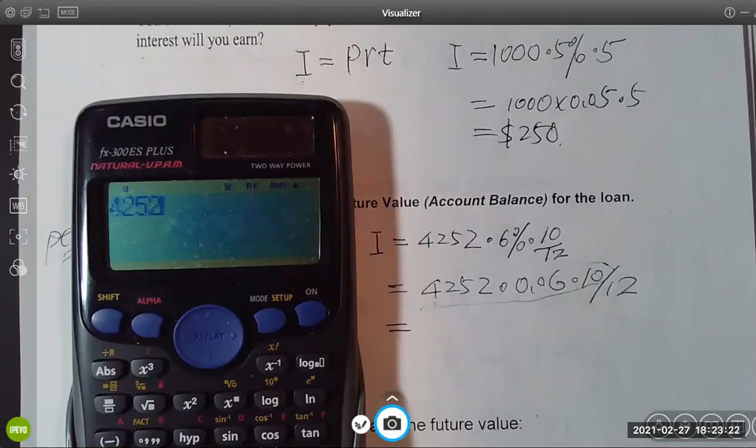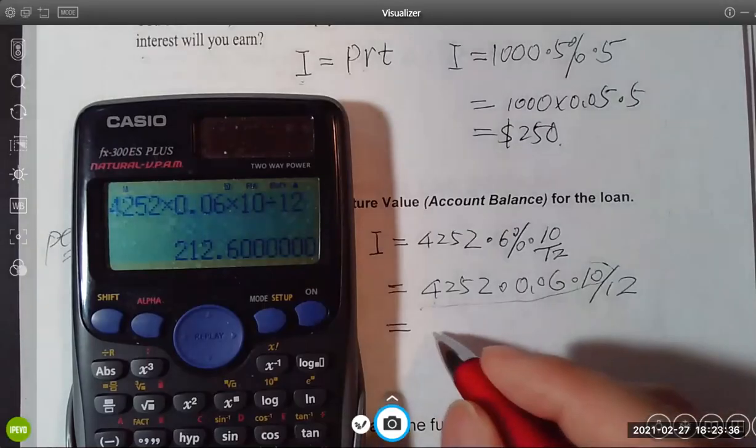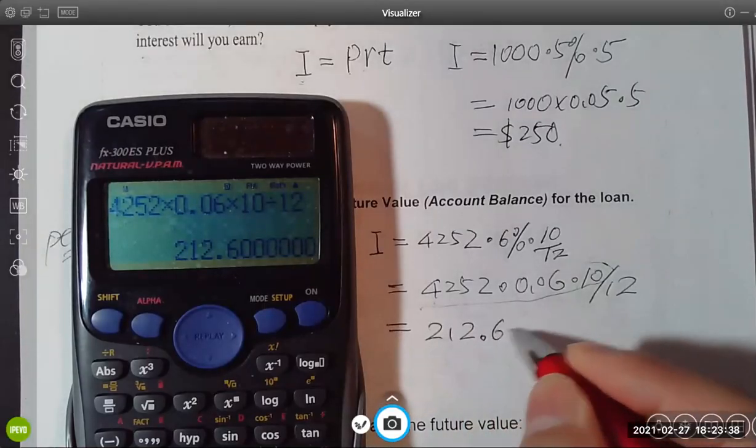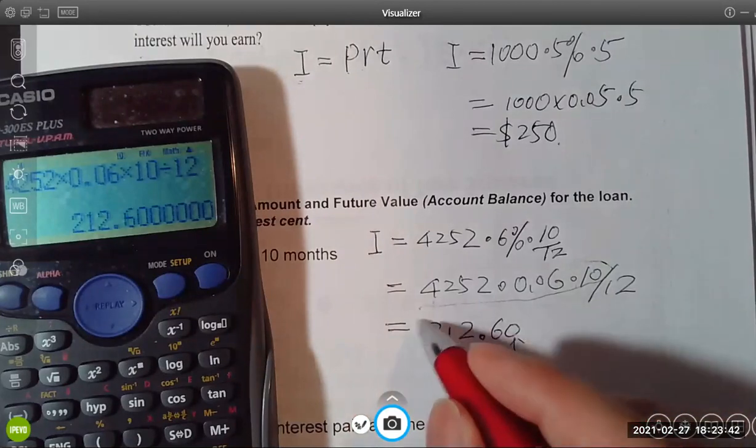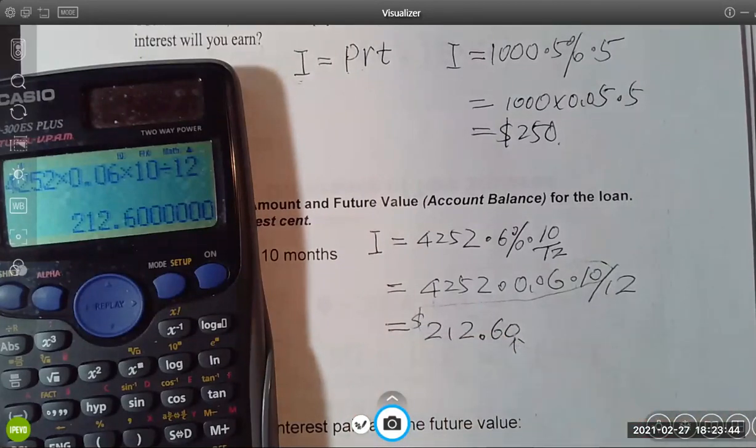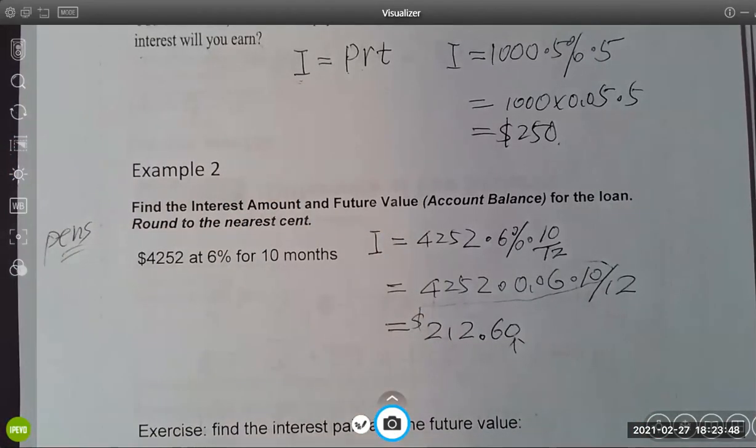4252 times 0.06 times 10 divided by 12. So I do everything in one step. So we got $212.60. The rest are zero since we only need a second digit for money. So this is the exact number. We don't need to do rounding because the rest are zeros. So these are our exact numbers.